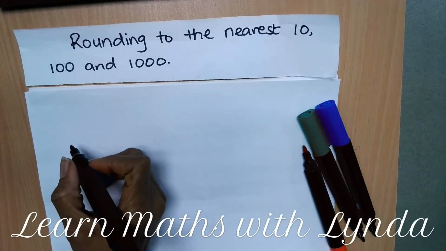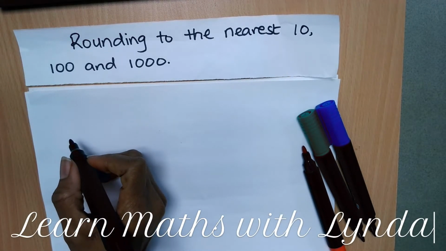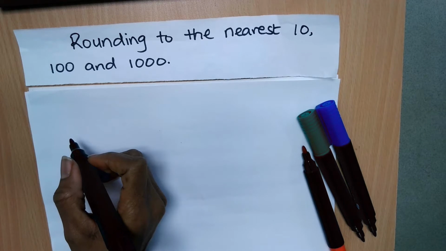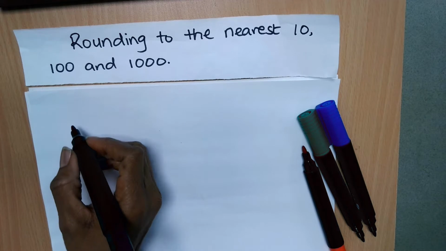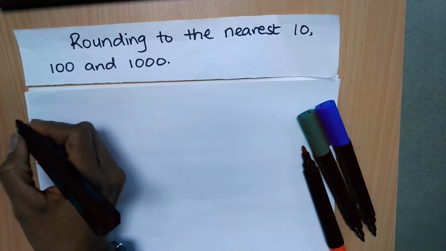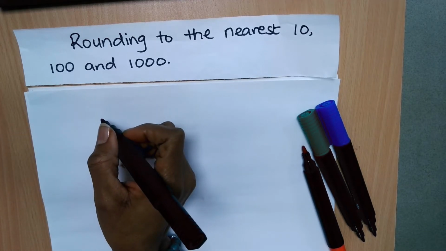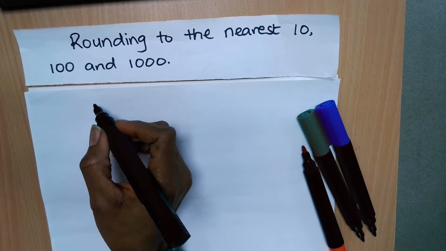Hi guys, today we're going to be looking at rounding to the nearest 10, rounding to the nearest 100 and rounding to the nearest 1000. But first of all, we're going to look at the numbers that will help us know if we're rounding up or if we're rounding down.